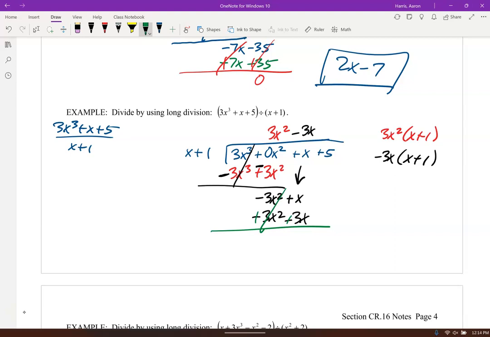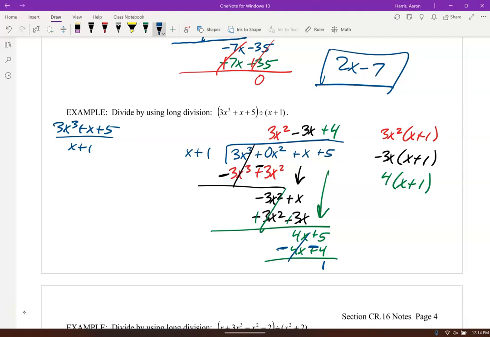x plus 3x gives us 4x. Bring down the plus 5. Now we're matching 4x. So I'm like, what times x gives me 4x? And you say 4. Good. Positive 4. So we're multiplying that through. 4 times x, 4x. 4 times 1, positive 4. Don't forget, change those signs. That's gone. 5 minus 4. Hey, it looks like we got a remainder.